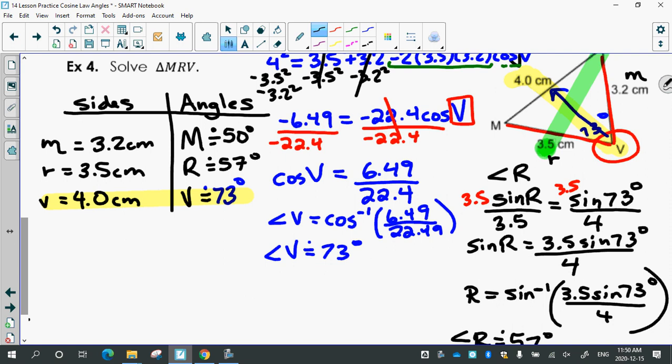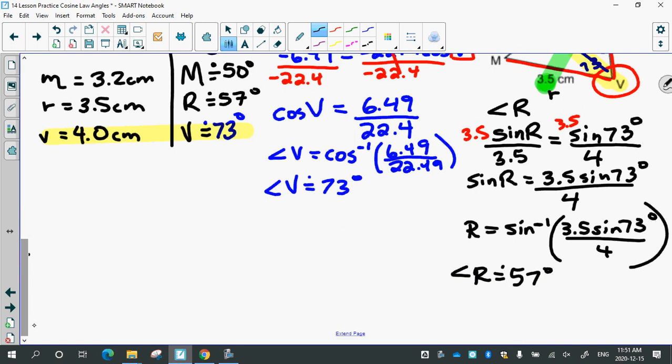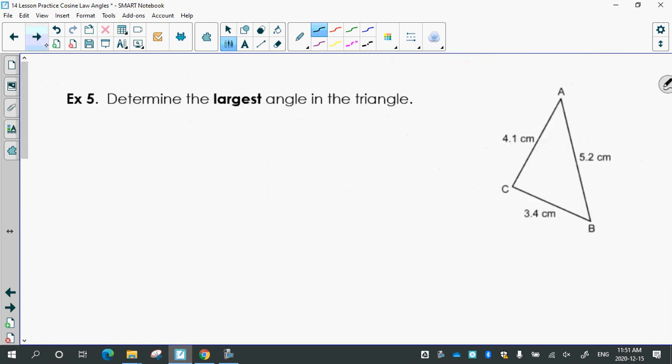All right, the next question, if you read it, asks you to find the largest angle. So I want you guys to analyze the triangle and see if you can figure out which angle is going to be that largest angle. Look at this question here. The largest angle in the triangle. So I'm looking at the three sides. The two shortest sides are 3.4 and 4.1. So the largest angle is going to be angle C.